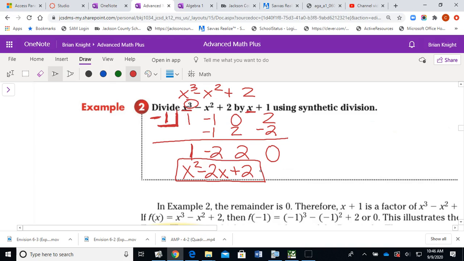Can we say, was x plus 1 a factor of x cubed minus x squared plus 2? Yes. It was a factor because what was our remainder? 0. All right? Let's try something else.